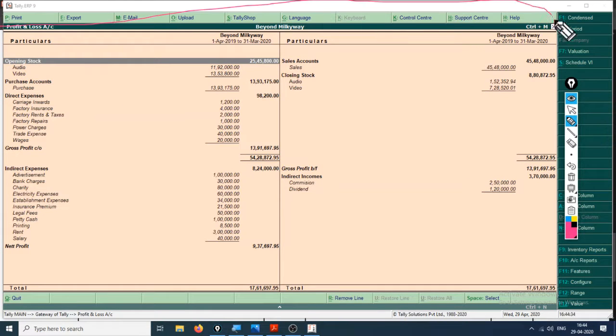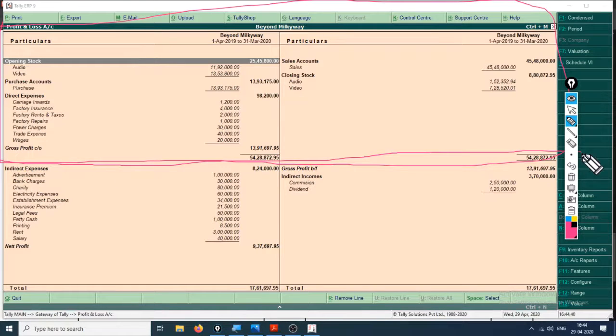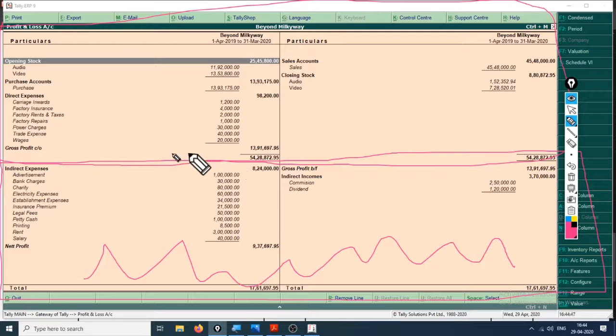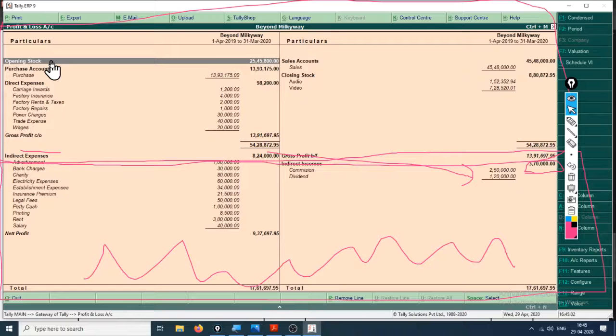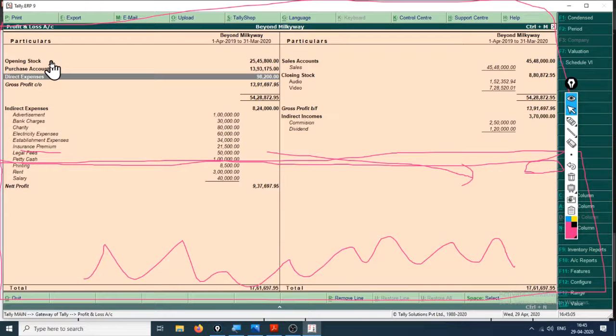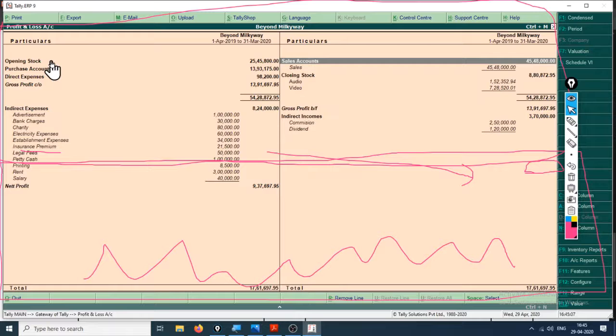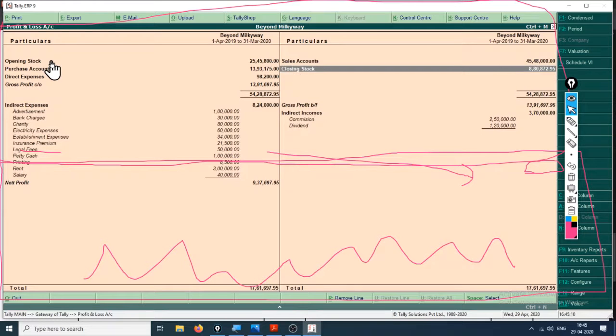This one was the trading account, and starting from this one right here is the profit and loss account. So gross profit is transferred here, that is, the same amount is carried. And let me do one thing, let me close it so that it's more clear to you. How do I close each individually and how do I open each individually? That is Shift plus Enter, Shift plus Enter.